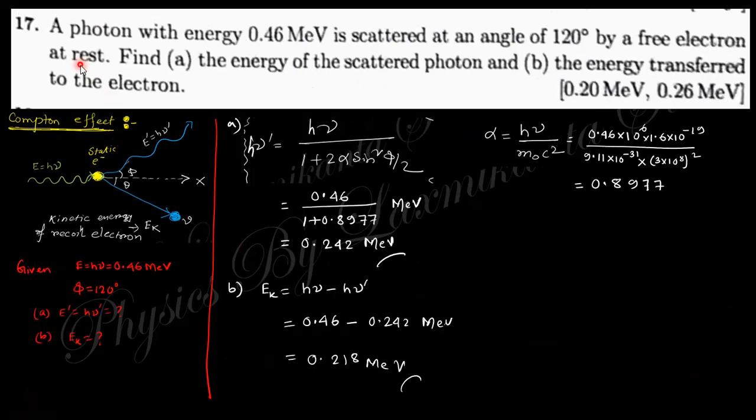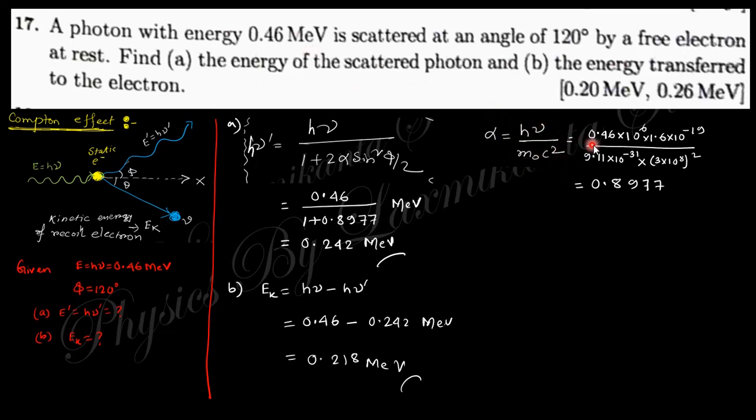Next question. A photon with energy 0.46 mega electron volt is scattered at an angle of 120 degree by a free electron at rest. So this angle phi is 120 degree, and h nu equals to 0.46 MeV. Find the energy of the scattered photon. You need to find out this h nu prime and the energy of the transfer electron, that is the kinetic energy of the recoil electron. So h nu prime equals to h nu by this. Put this value. This alpha can be calculated as h nu by m naught c square.